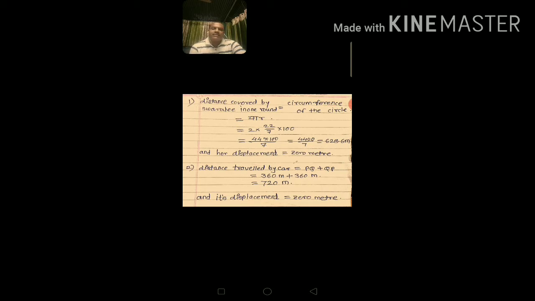Hence the total distance traveled by the car is 720 meters, and its displacement is 0 meters, because it starts from point P and ends at point P again. According to the definition of displacement, it is the minimum distance between the starting point and the end point.